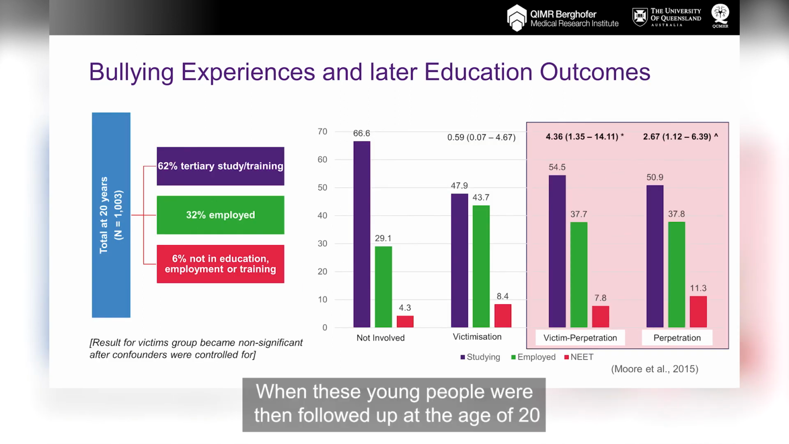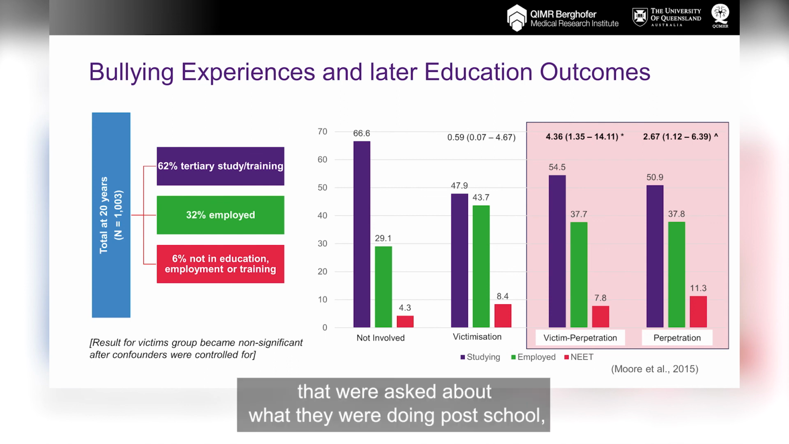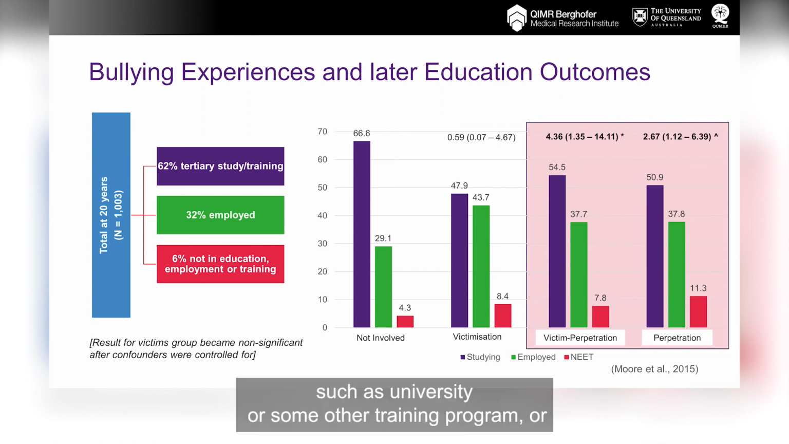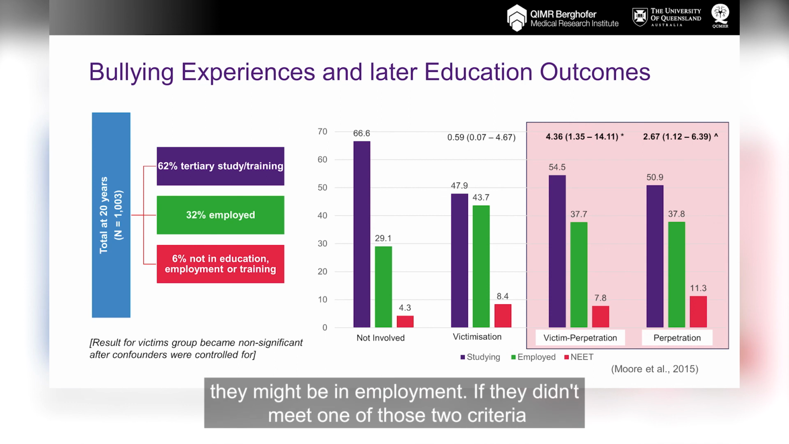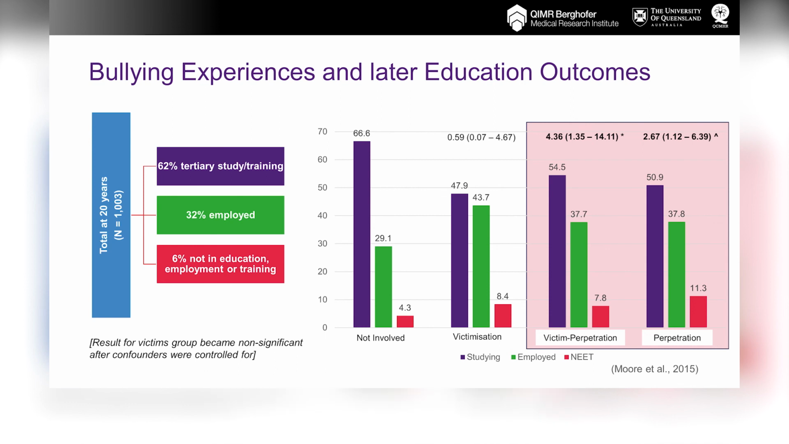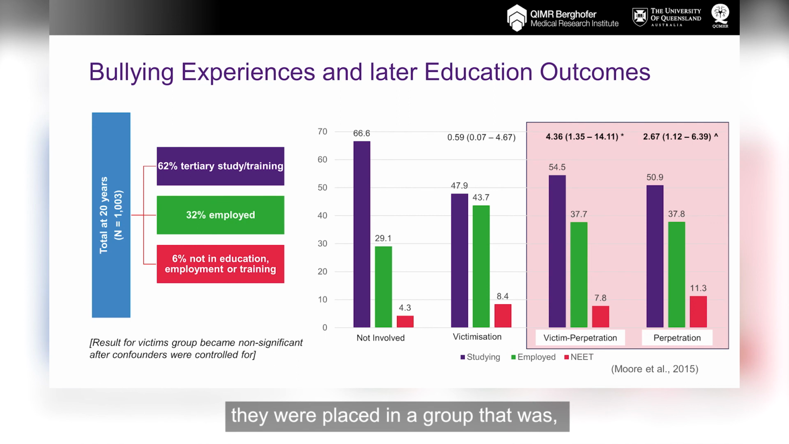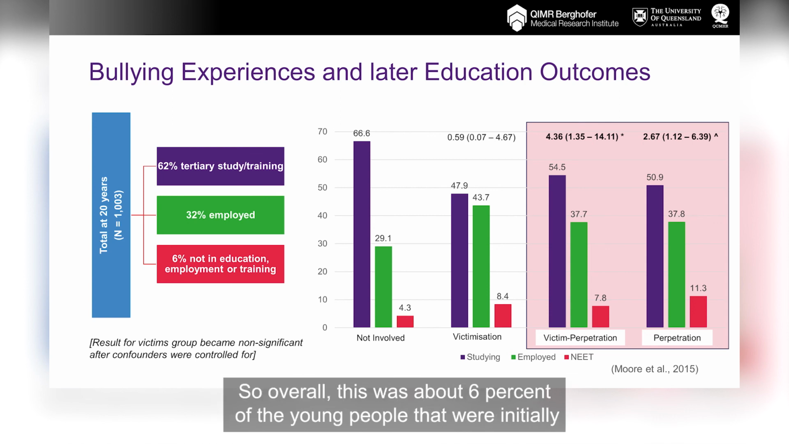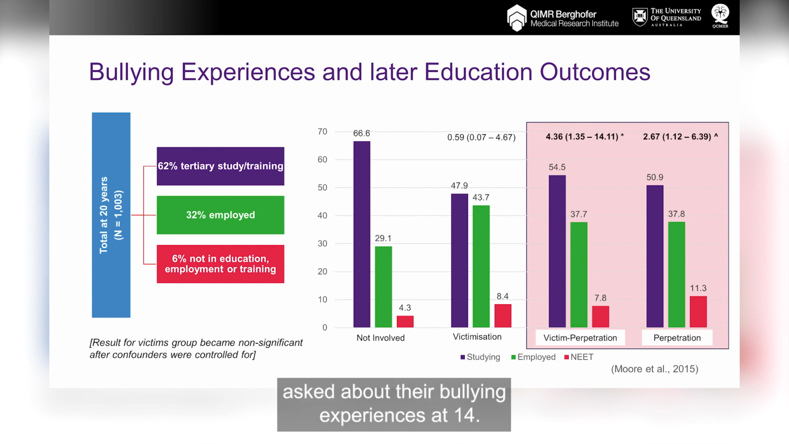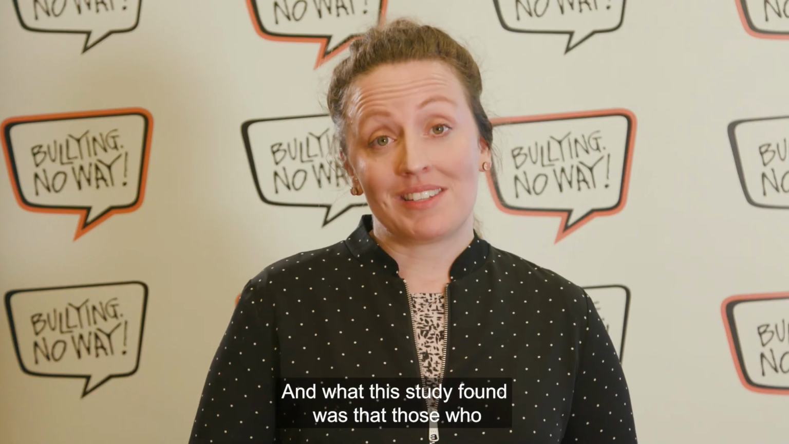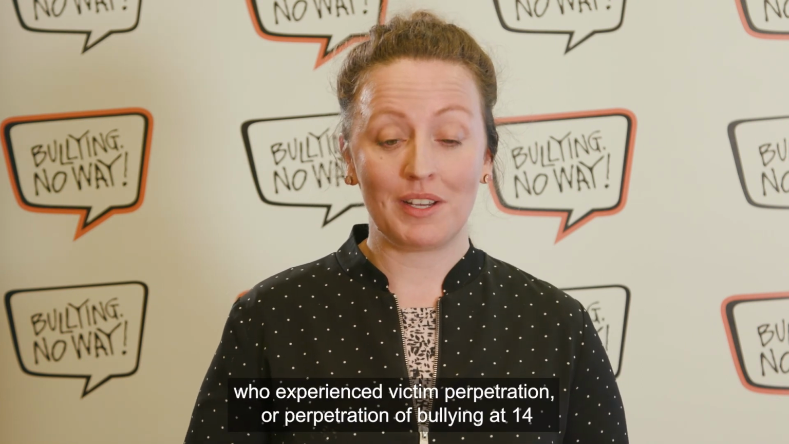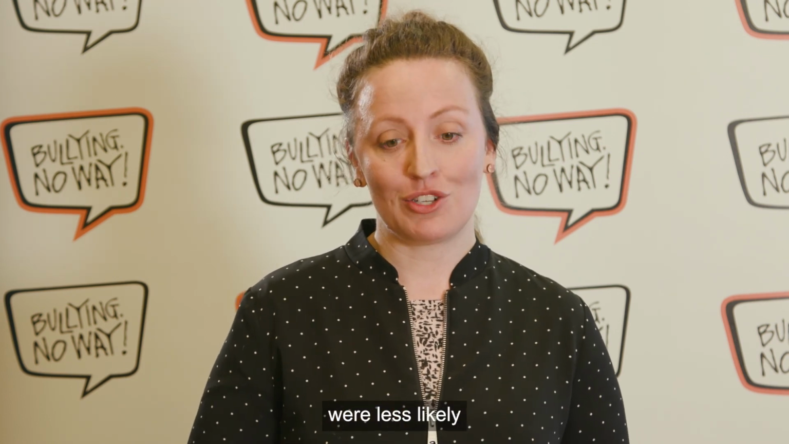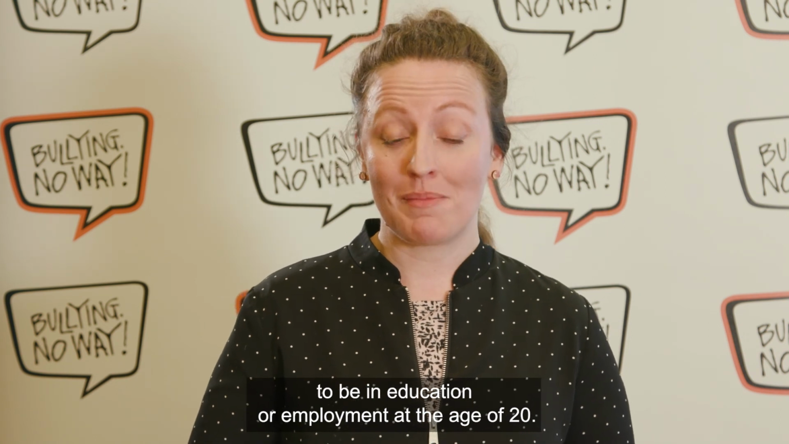When these young people were then followed up at the age of 20, they were asked about what they were doing post-school, and they might be in education, such as university or some other training program, or they might be in employment. If they didn't meet one of those two criteria, they were placed in a group that was, I suppose, classified not in education, employment or training. So overall, this was about 6% of the young people that were initially asked about their bullying experiences at 14. And what this study found was that those who experienced victim perpetration or perpetration of bullying at 14 were less likely to be in education or employment at the age of 20.